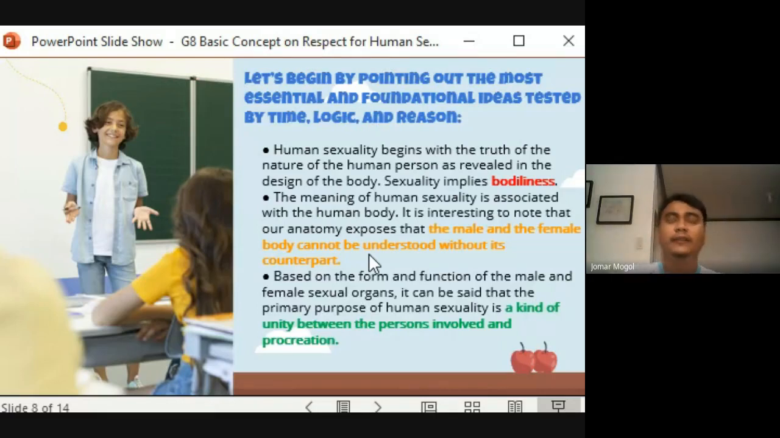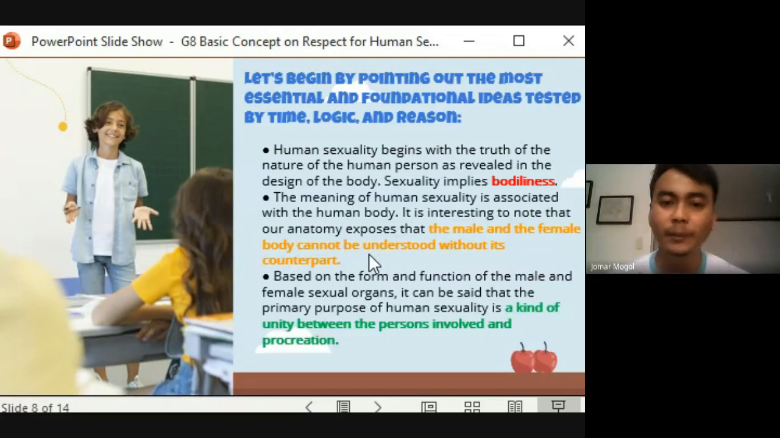Upon checking the modules provided by the Philippines, the PSI system, medyo controversial siya. Kung nabasa nyo at talagang naunawaan nyo yung nasa module, merong maling context na hindi ko maintindihan kung bakit ganun yung nakalagay doon. So maybe napansin nyo rin yon, and let's try to find out what is true and what is wrong about this context in the module. Yan. Before that, let's begin by pointing out the most essential and foundational ideas tested by time, logic, and reason.